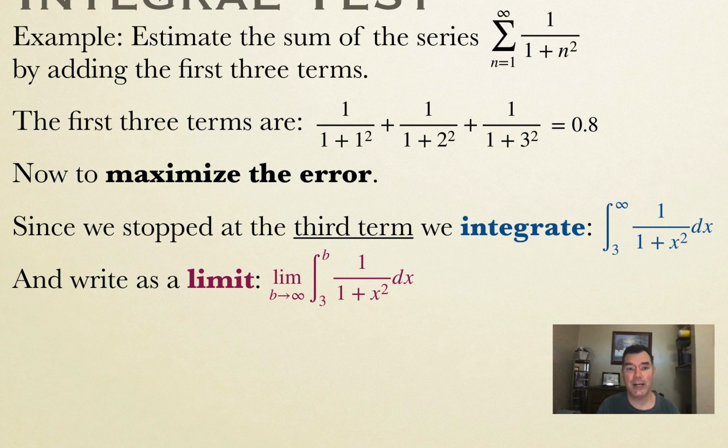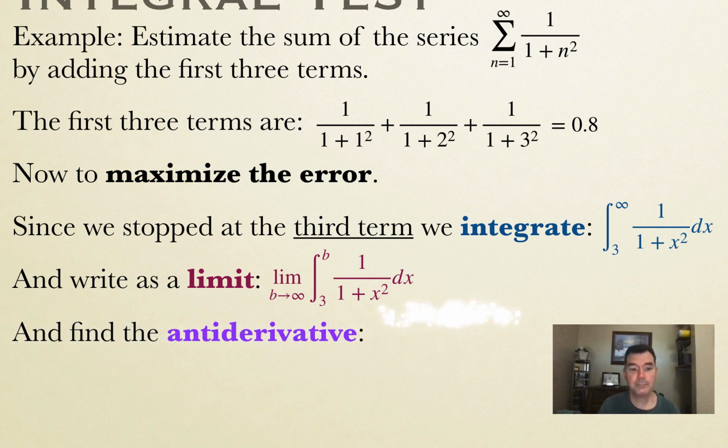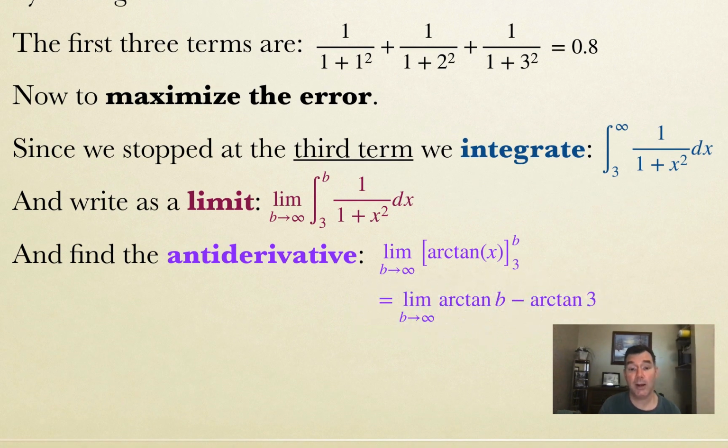As a limit, remember I change infinity to b, and I take the limit as b goes to infinity. And I find the antiderivative. The antiderivative of that function is the arctangent of x. I'm going to evaluate that at b and at 3, and let b go off to infinity.